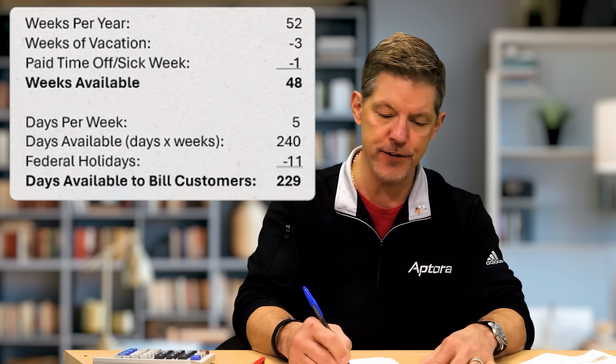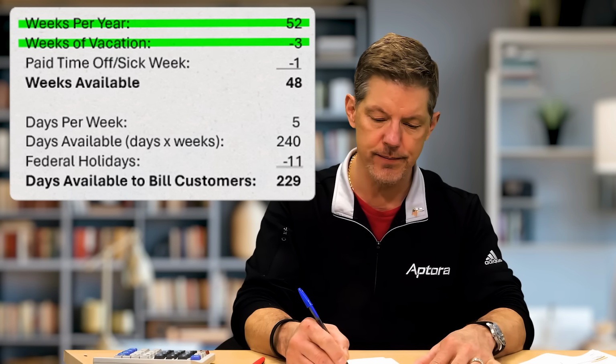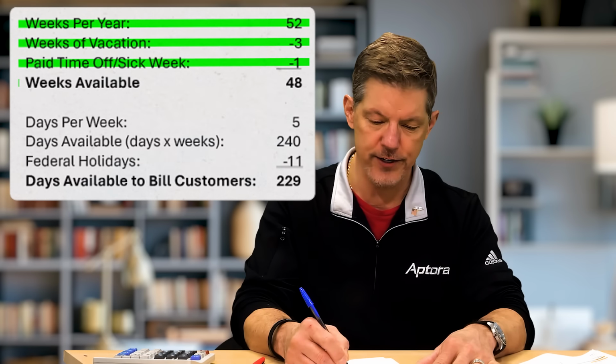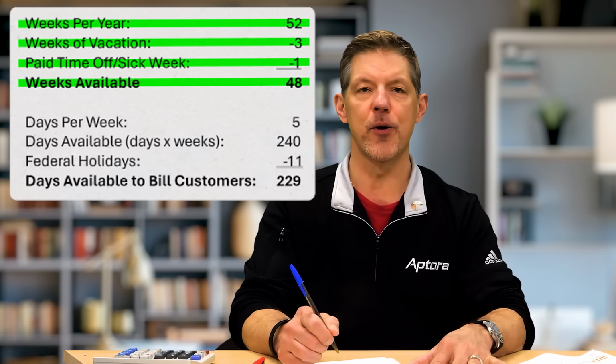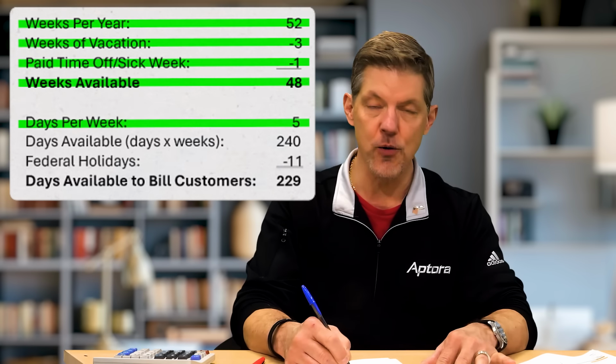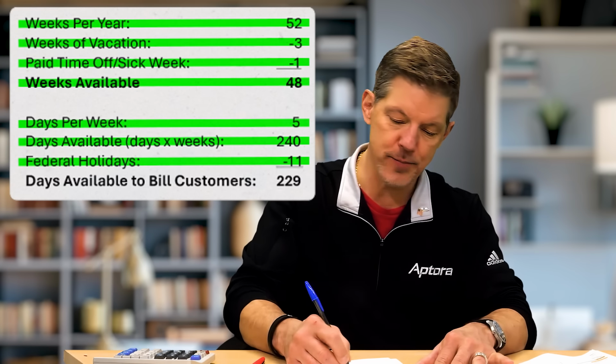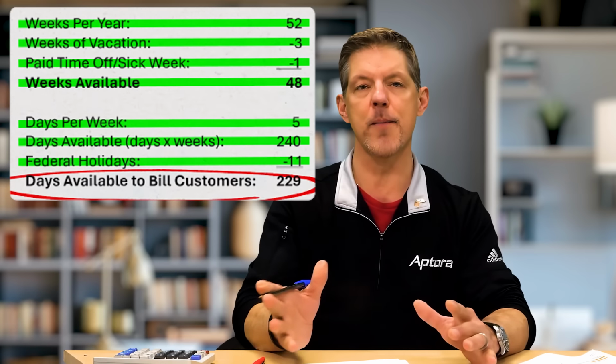Now we want to consider how many days in a year do we have to generate sales, revenue, income. For most companies, it's 229, and you can see how we arrived at that. 52 weeks in a year, 3 weeks of vacation, a week of paid time off or sick time. That gives us 48 weeks. We have 5 days per week. That gives us 240 days. We have 11 federal holidays. That gets me to 229. Your number might be different, but it shouldn't be too different than that.